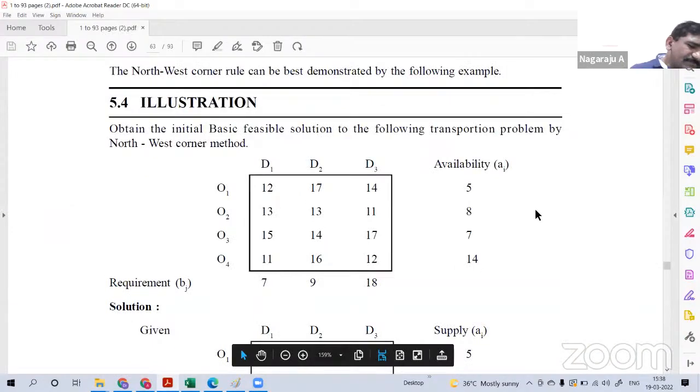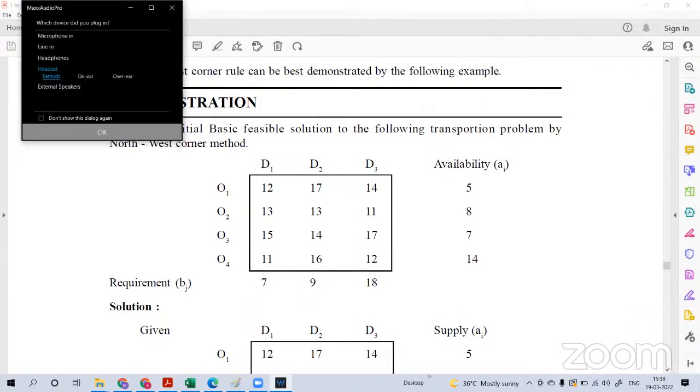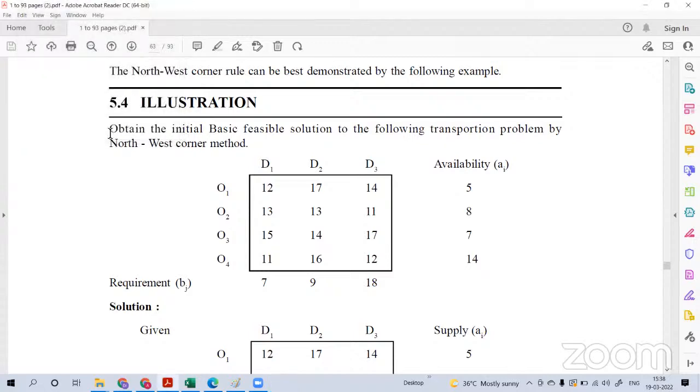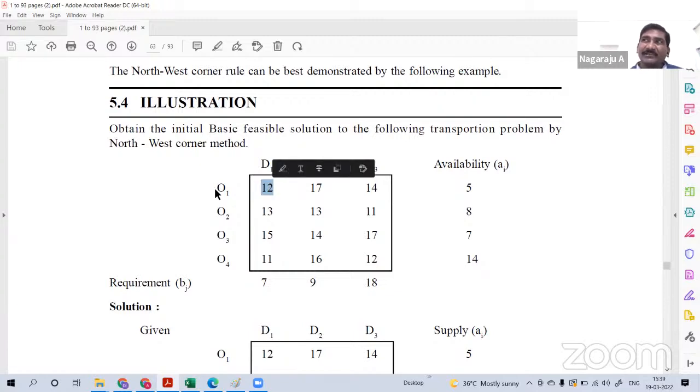Block 2 is the 5th chapter. Here we have origins and destinations. From the origin to destination 1, the shipping or transportation cost is 12, and from the origin to destination 2, the shipping cost is 17. Origin to destination 3 is 14. Like this, we have various shipping costs inside the table.